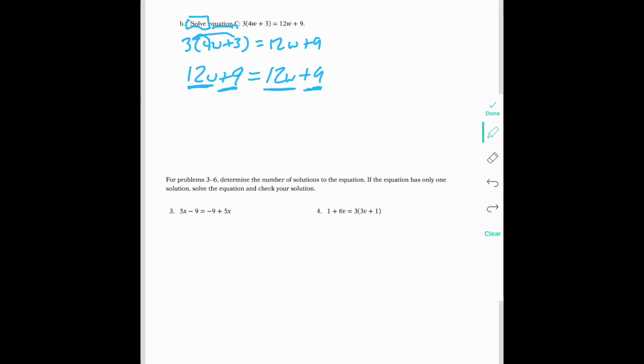So let me break down what that means. You're basically looking at the exact same equation on each side. So of course it's going to be equal to each other. So how does that make it have infinite many solutions? Because whatever I put in for W here is going to be the same thing that I put in for W here. So whatever W does on this side, it's going to do on this side, because it's the exact same thing.